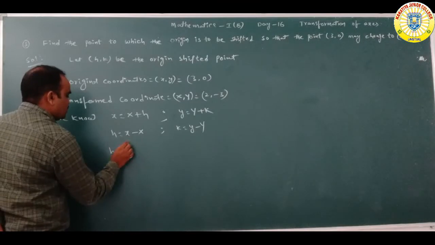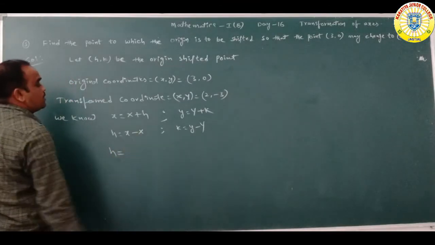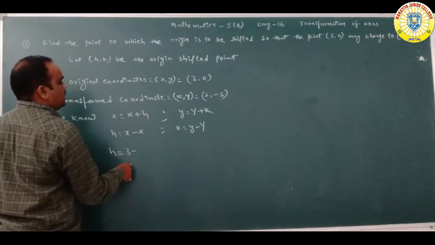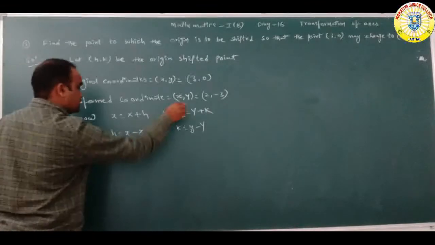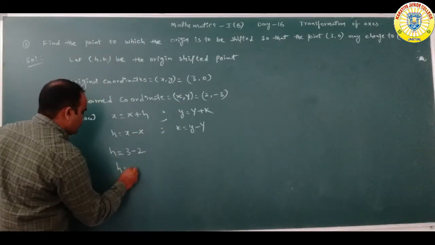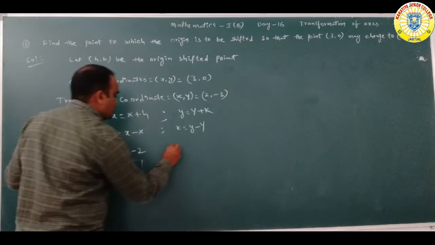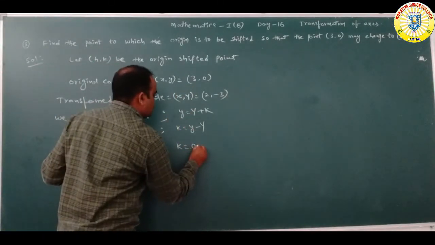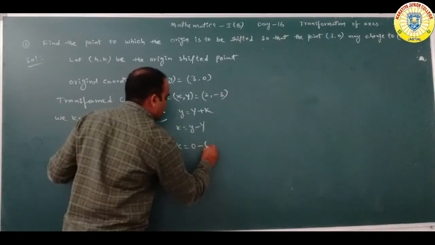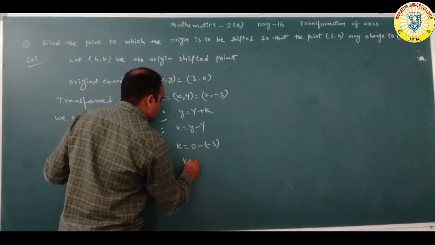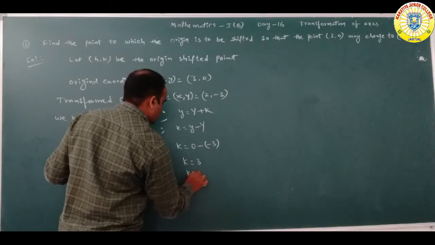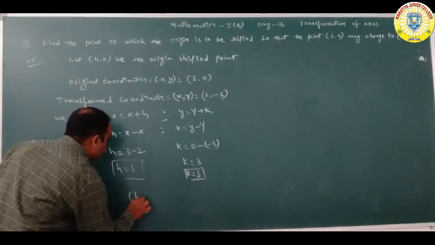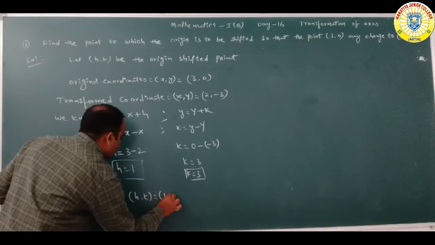h is equal to small x minus capital X. Small x is 3, minus capital X, which is 2. Therefore, h is equal to 3 minus 2, which is 1. Here k is equal to small y minus capital Y. Small y is 0, minus capital Y, which is minus 3. k is equal to minus of minus 3, plus 3. So k is 3. h comma k is equal to 1 comma 3.